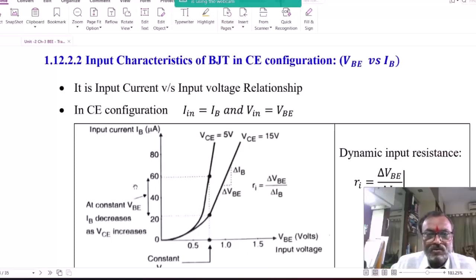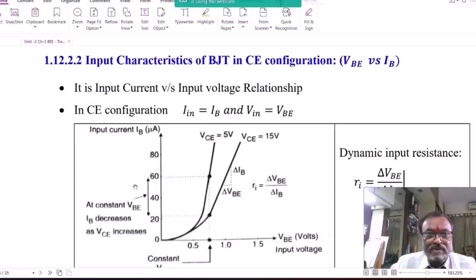In common emitter configuration, the input voltage is VBE as shown in the figure and the input current is IB. Therefore, input characteristics are VBE versus IB as shown in the following figure. You will see on the x-axis there is VBE and on the y-axis there is IB. IB is very small, therefore the unit shown on the y-axis is in microampere.